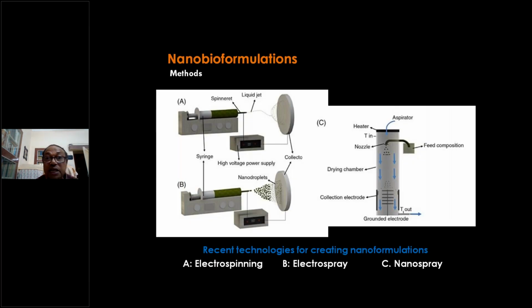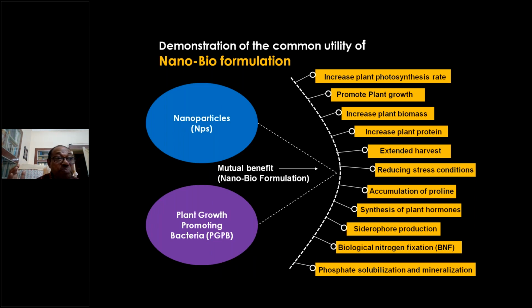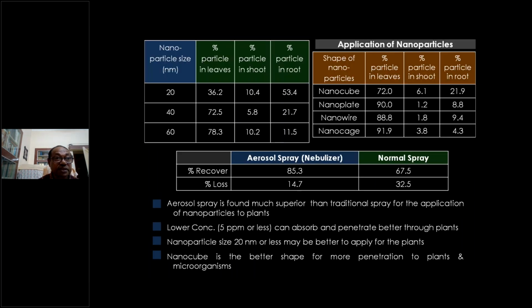This nanobio formulation you can very well prepare by using electrospray or by using nanospray. The major advantages we are getting with this formulation are increased plant photosynthetic rate, promoted plant growth, increased plant biomass, increased plant protein, extended harvest, reduced stress, accumulation of pollen, synthesis of plant hormones, siderophore production, biological nitrogen fixation, and phosphorus solubilization and mineralization.